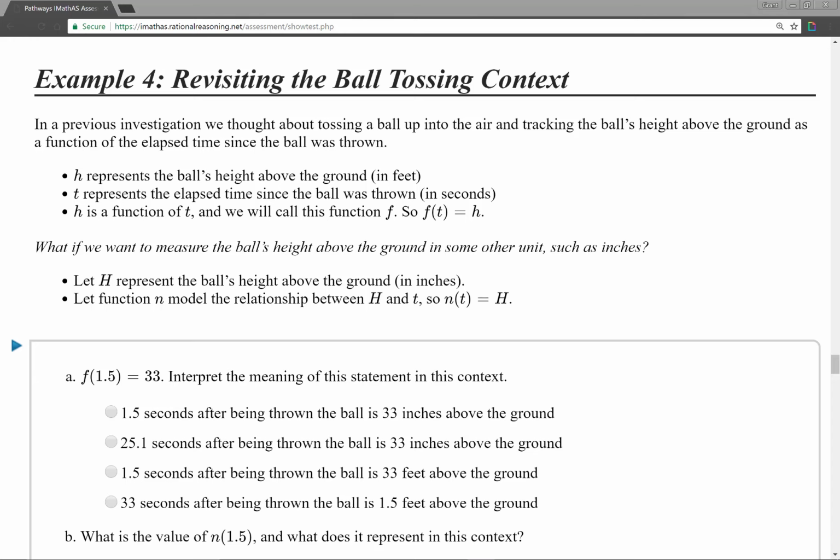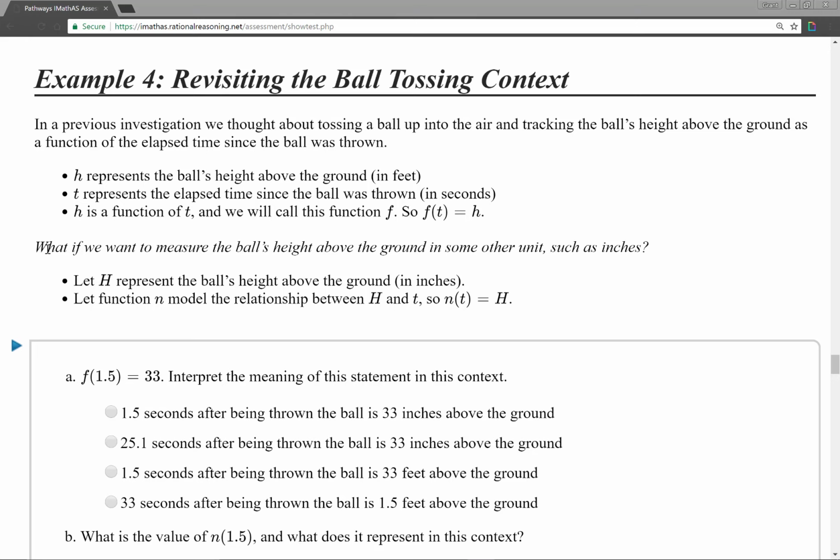Let's look real briefly at the following example. In a previous investigation, we thought about tossing a ball up into the air and tracking the ball's height above the ground as a function of the elapsed time since the ball was thrown. We can let h represent the ball's height above the ground in feet, t represents the elapsed time since the ball was thrown, and h is a function of t, and we can call this function f. So f of t is equal to h.